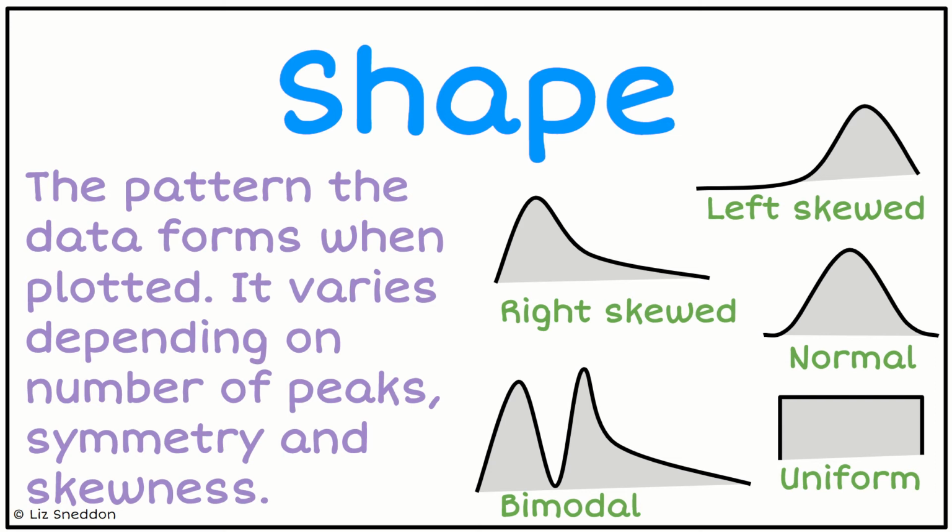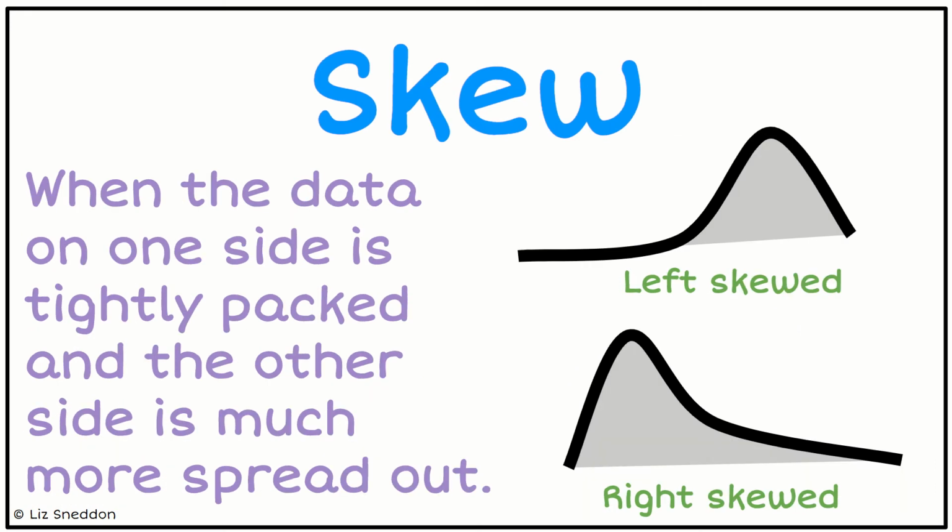So two quite common ones that we want to be able to recognise are our left and our right skewed. So with the left skewed, there's a longer tail on the left hand side and the data is all packed together on the right hand side. Vice versa, right skewed has the data packed on the left but a long tail on the right. So it's always the direction of the long tail.